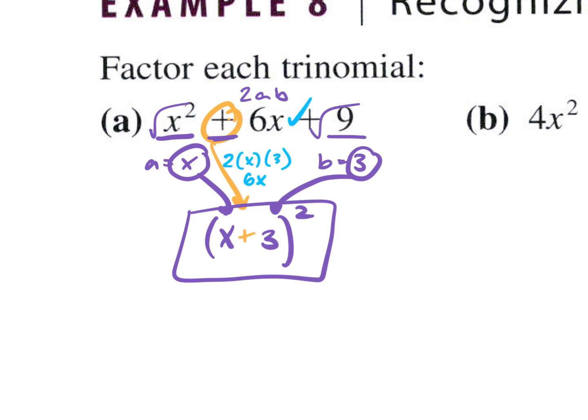Now we don't use the 2ab part, but we just have to make sure that it's the same as the middle term in our trinomial in order to use this shortcut. So it's just something that we have to check. We have to check that 2ab and make sure that it's the same, but it doesn't go into our formula here.